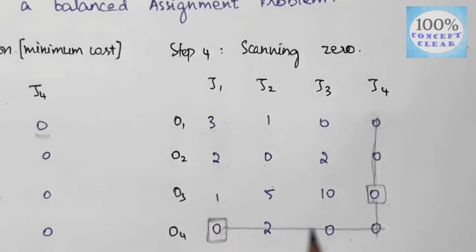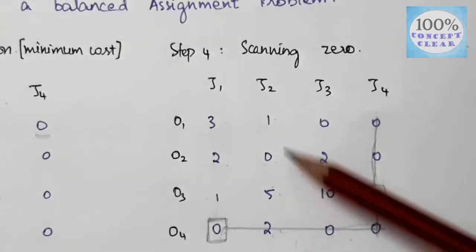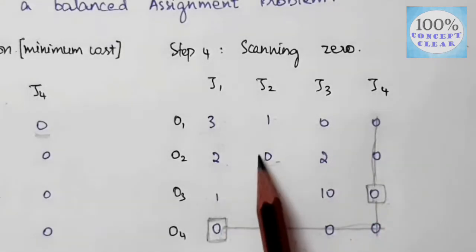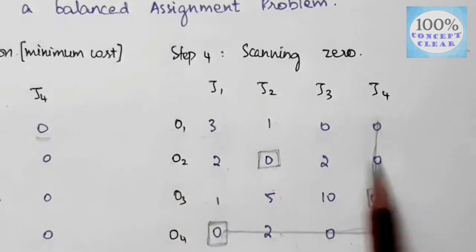So we are cancelling in row wise. Now check in second column. In second column 1 0 5 2. Here also we have 1 0, so we can mark that 1 0. So if we marked in column wise, we should cancel in row wise.